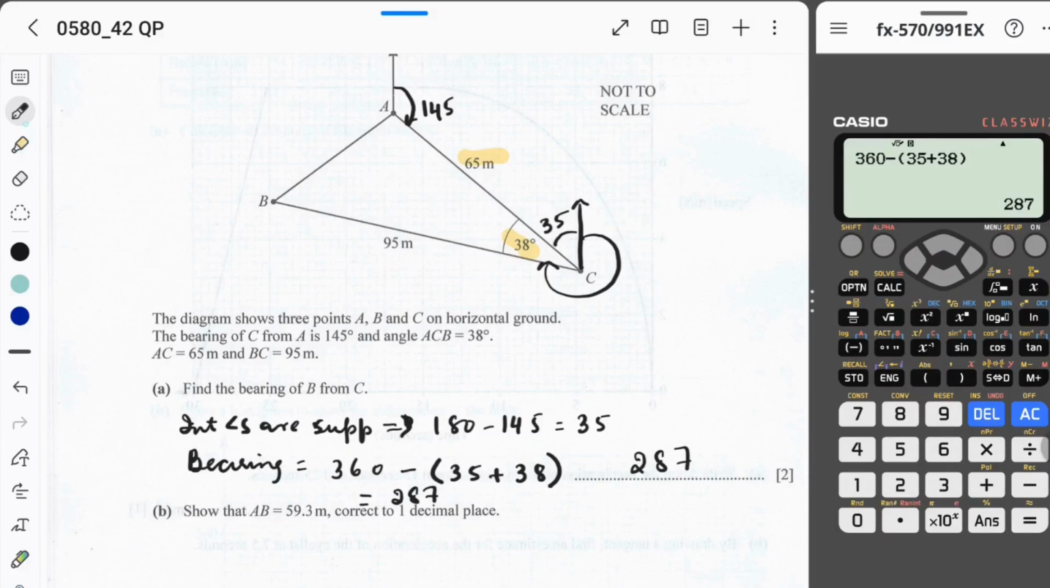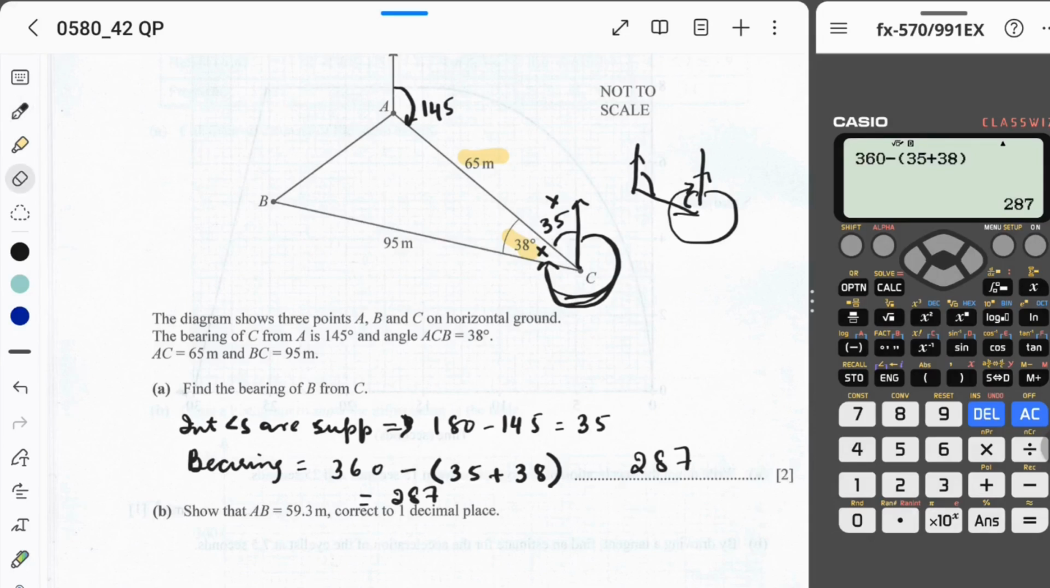You already know that the whole turn is 360 degrees, and we don't want the whole thing. We just want the bearing from here till here. We don't want 38 and we don't want 35. So that is 287 in this question. Whenever we have parallel lines, these two are co-interior angles, so that's why it's 35. From here we have one more 38 degrees extra to complete 360 degrees. So we excluded 35 and 38 here.